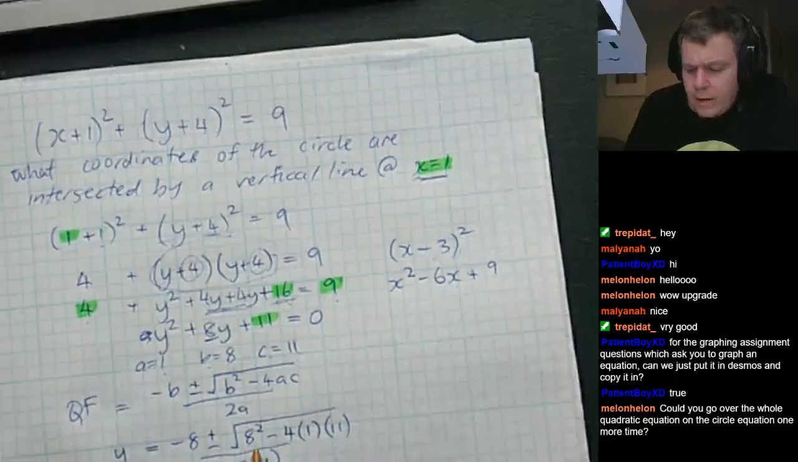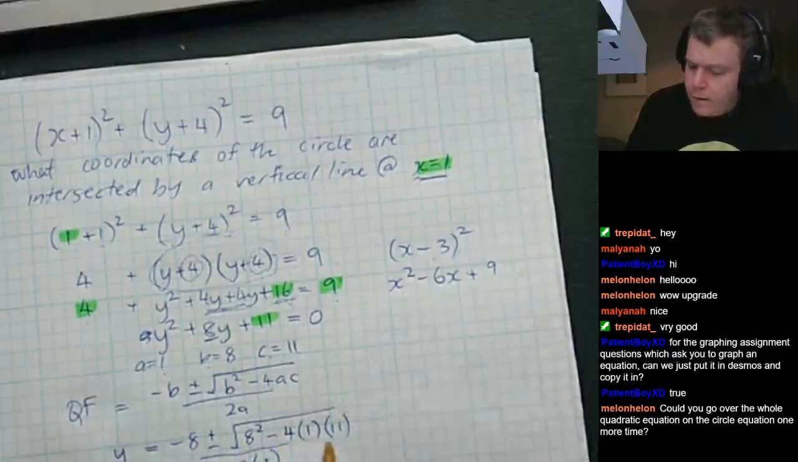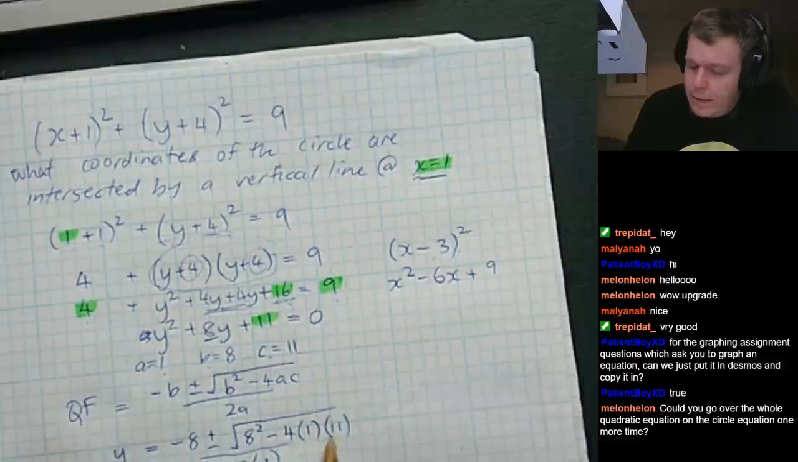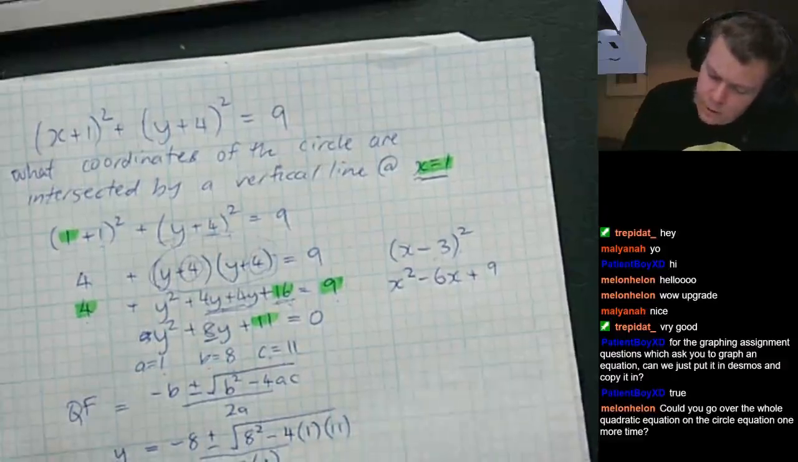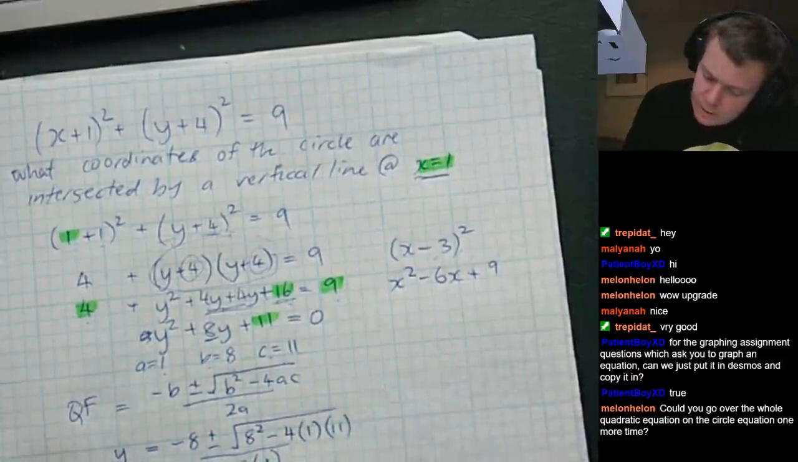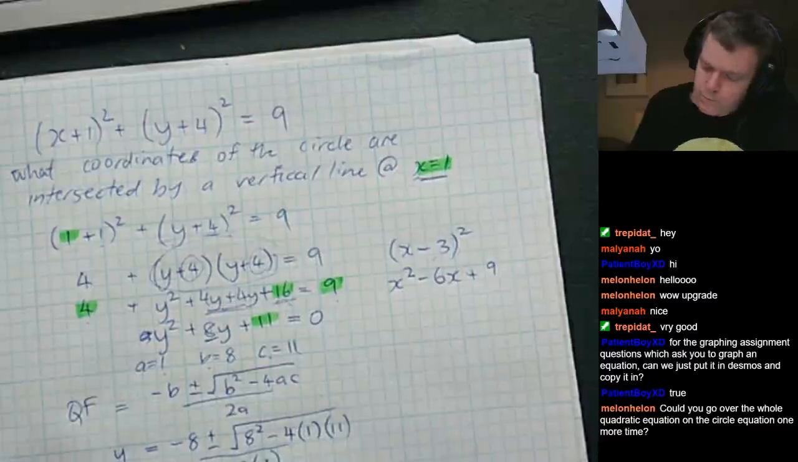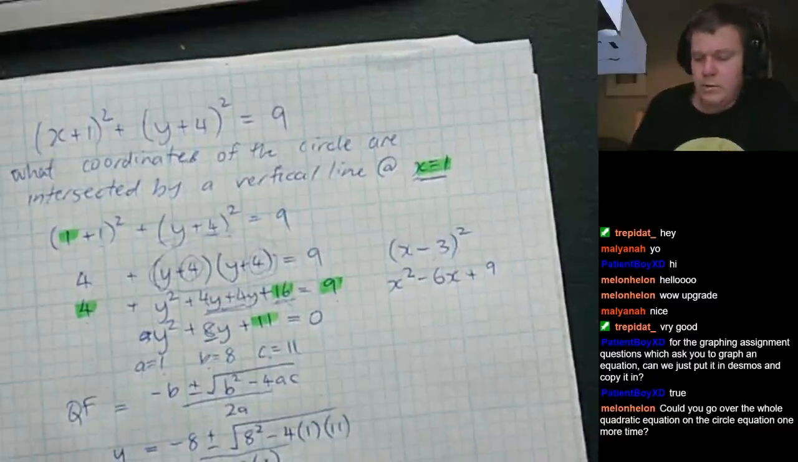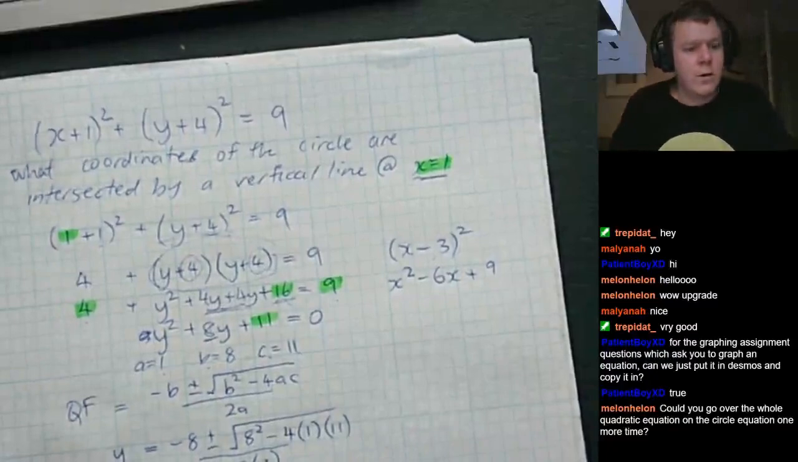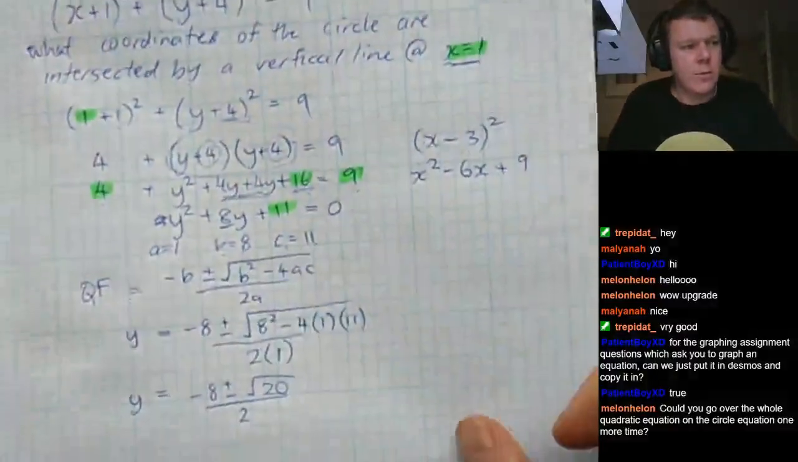Underneath the square root we've got 64, 8 squared is 64, minus 44. So we're going to get the square root of 20 in there. So y equals negative 8 plus or minus the square root of 20 over 2. 2 times 1 is 2. Oh, sorry, I just need to roll up a bit.